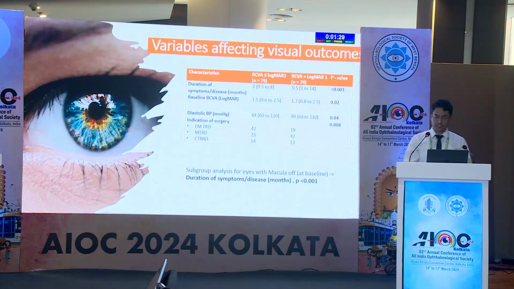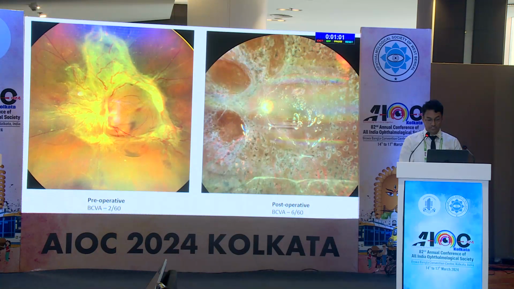So factors that were associated with good visual outcomes were lower duration of symptoms, better baseline visual acuity, lower diastolic blood pressure, this is the perioperative blood pressure, and less number of MTRDs and combined mechanism RDs. On a multifactorial analysis and subgroup analysis, it was seen that duration of symptoms was the most consistent, most significant factor. So these are a few representative images.